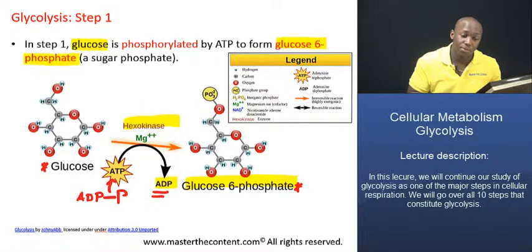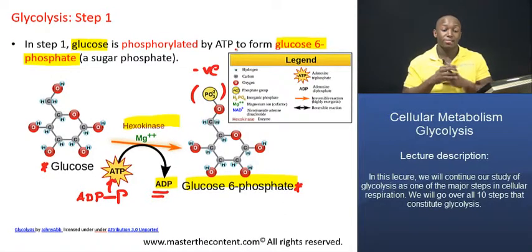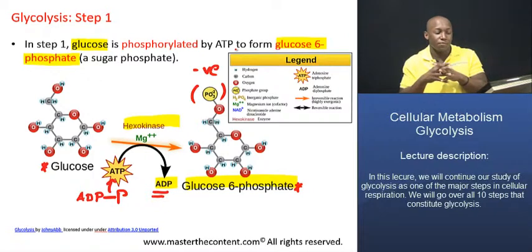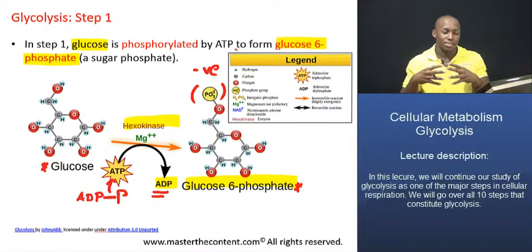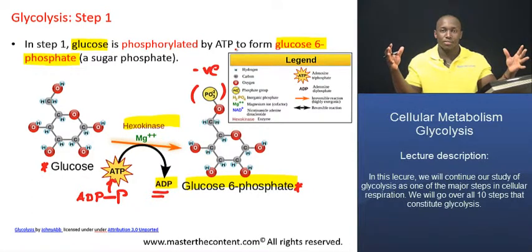You see our phosphate group up here? It has a negative charge. That serves a very important role. That negative charge is what keeps glucose 6 phosphate inside the cell. It prevents the passage of glucose 6 phosphate through the plasma membrane to the exterior of the cell.